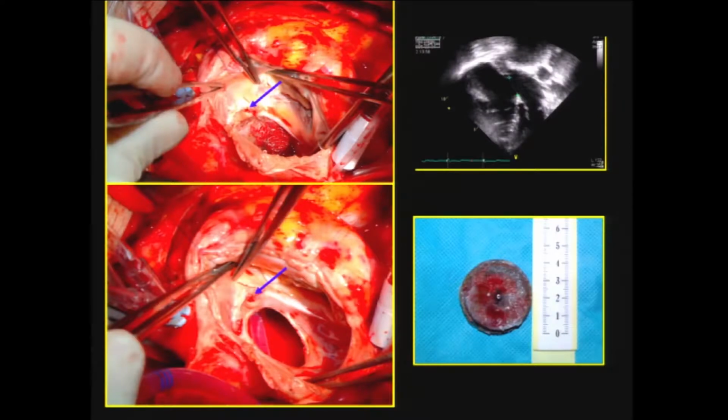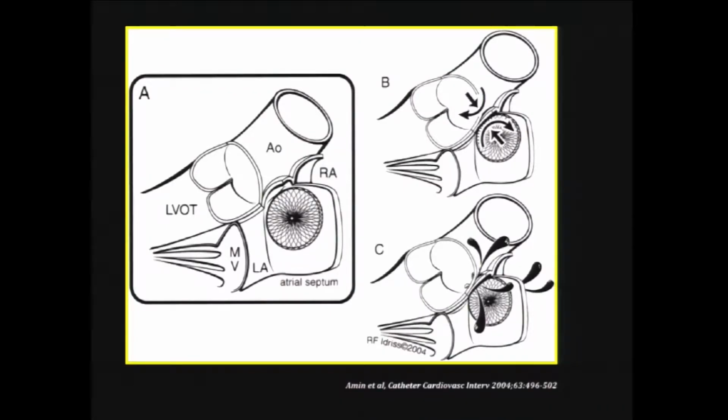It develops a fistula. So this is the surgical view. As you can see, this device and this hole, and after removing the device, you can see the hole. Dr. Amin described the mechanism of erosion like this. When the heart beats, the aorta and the device move in opposite directions, just like a seesaw movement, and after a long time there may be some erosion and fistula formation.